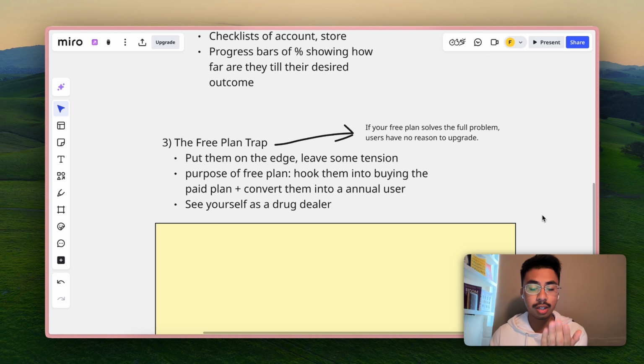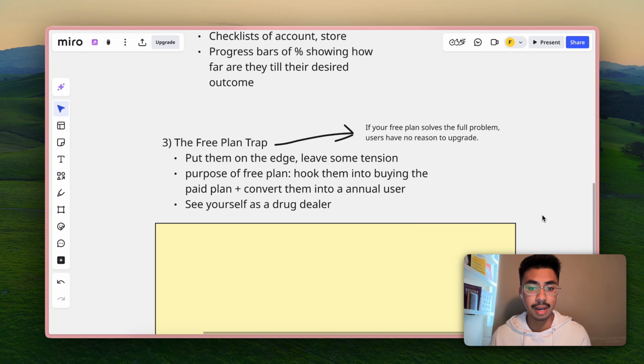So this is how you gotta see yourself. See yourself as a person who gives your free product, your free features to your users, and once they have used it, once they're getting seasoned into your UI for long enough, around a couple weeks, a couple months, then they will commit themselves into buying the paid plan. I mean, that's how the game works.